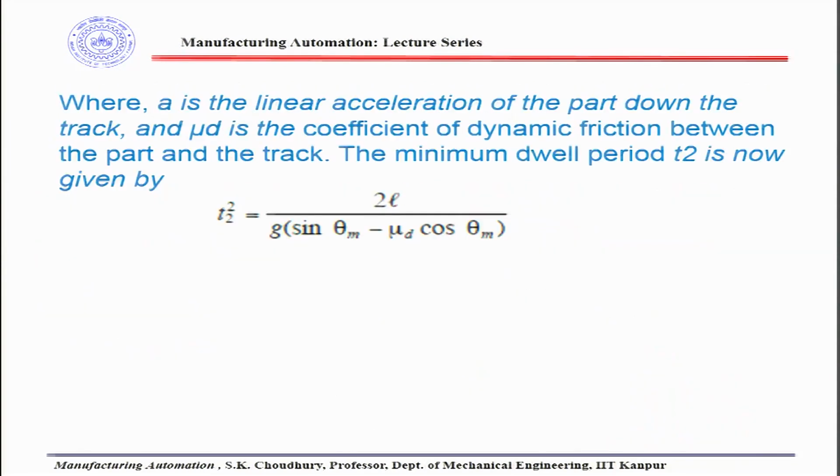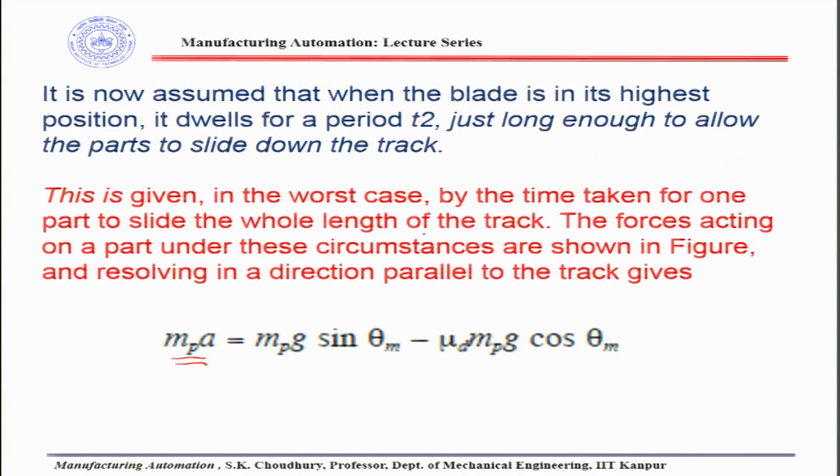So, this will be the 2L divided by the acceleration. The acceleration we could find out from here, that a is equal to, m p is getting cancelled from everywhere. So, this will be g sin theta m minus mu d cos theta m. This is the acceleration that we are getting.